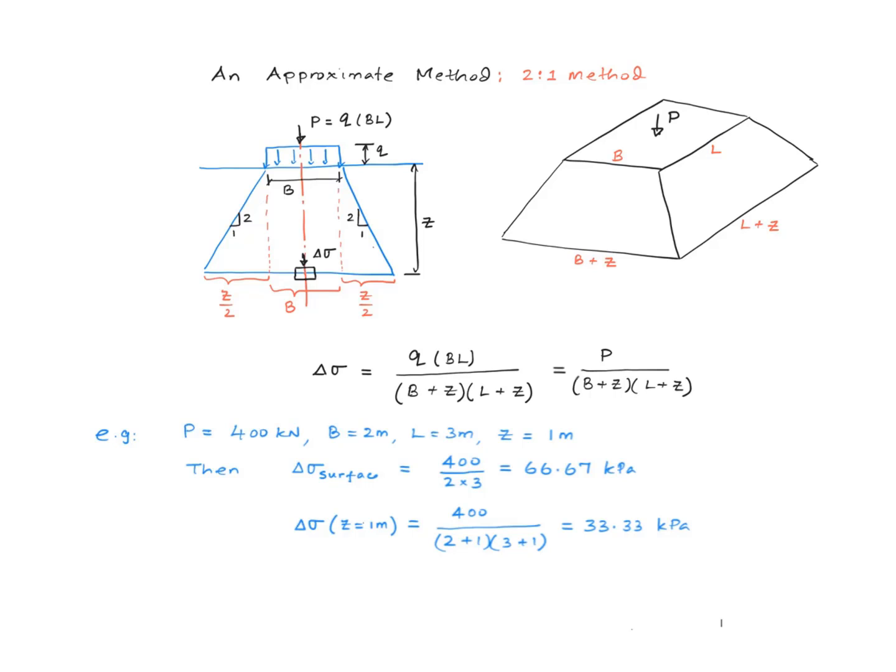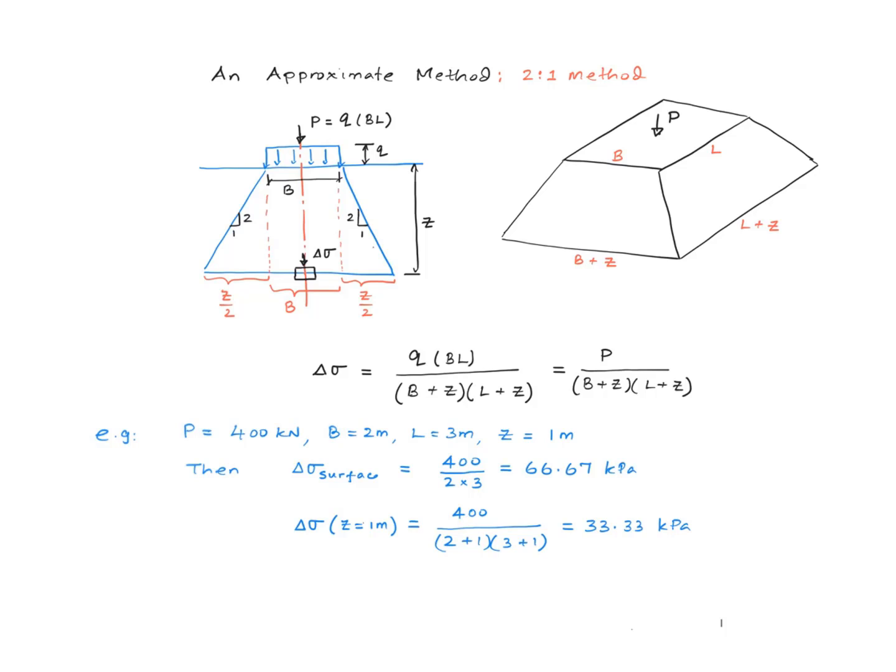As an example, let's say we have a column load of 400 kilonewton carried by a rectangular footing of dimensions 2 meter by 3 meter. We are interested in calculating the change in the vertical stress on the center line at a depth equals 1 meter. Just for comparison, let's first calculate the surface pressure, which is 400 divided by 2 times 3, which is the area of the footing, right? So it works out to be 66.67 kilopascal.